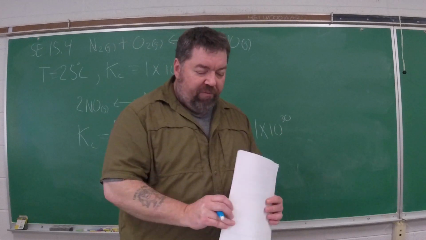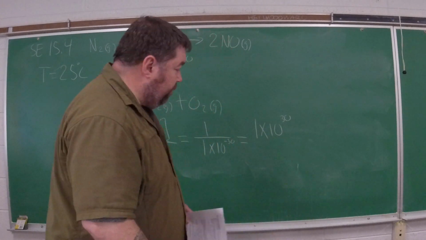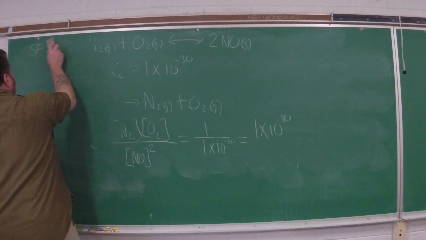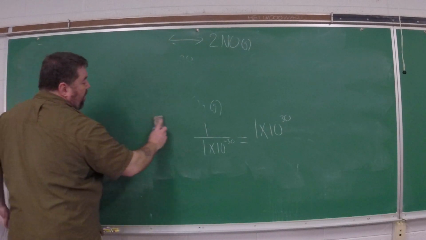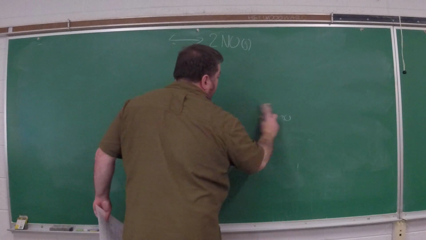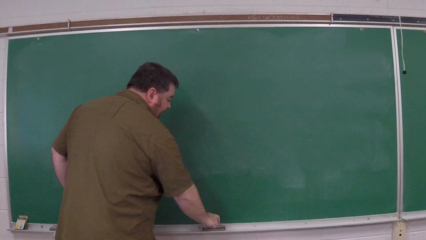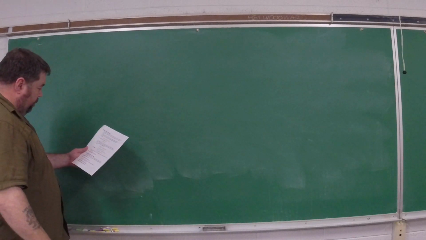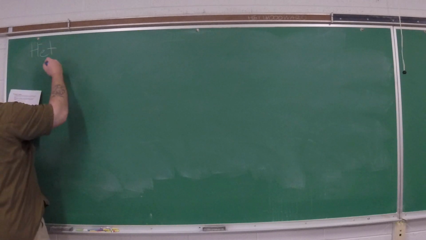To section 15.4, heterogeneous equilibria, right? Homogeneous equilibria simply means that all the chemical species are in the same phase. A heterogeneous equilibria means that some of the chemical species are not in the same phase. Let me write that out. First, let's give her a section here.